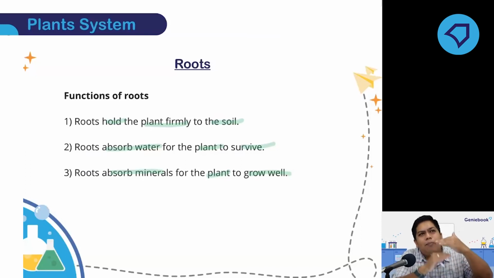But why do I separate them? Because I want you to know the purpose for each substance. So for water, it is for the plants to survive, just like any other living thing. But minerals is not for the plant to survive. It's actually for the plant to grow well or to grow healthily. So even if there are no minerals, or no mineral salts, the plant still can grow. Take note. Even without minerals or mineral salts, the plant still can grow. But it's just that it cannot grow healthily.